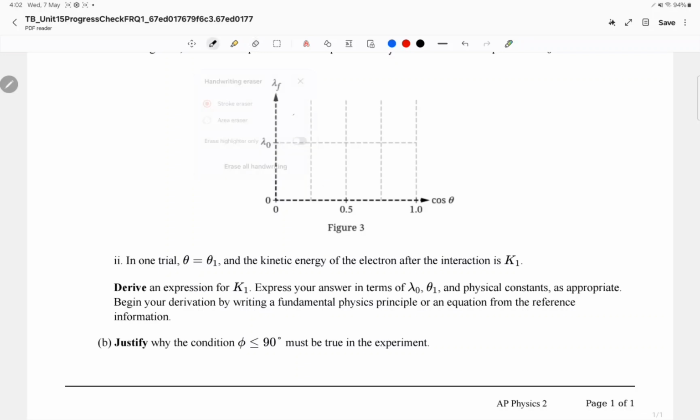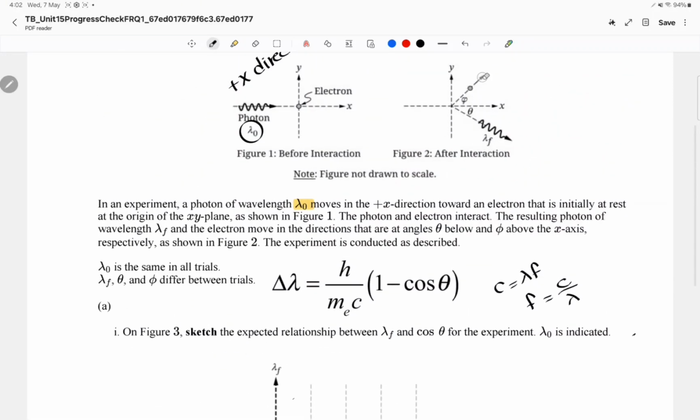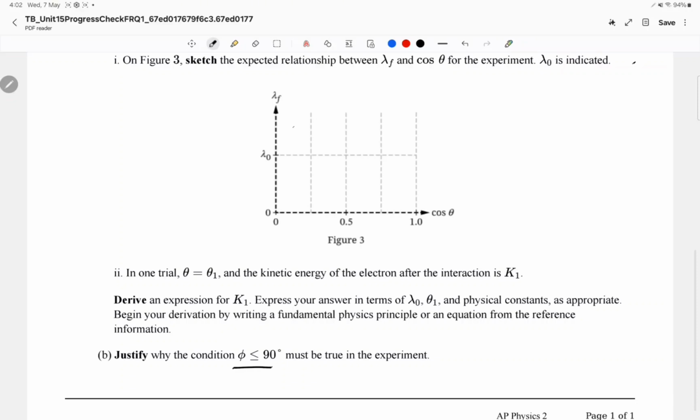Now, part B says justify why the condition of the angle, the specific angle of the photon, has to be 90 or less. Okay, so first of all, let's talk about the photon. The photon before versus the photon after. Which one has more energy? The photon before the collision versus the photon after the collision. After. Has more or less energy.